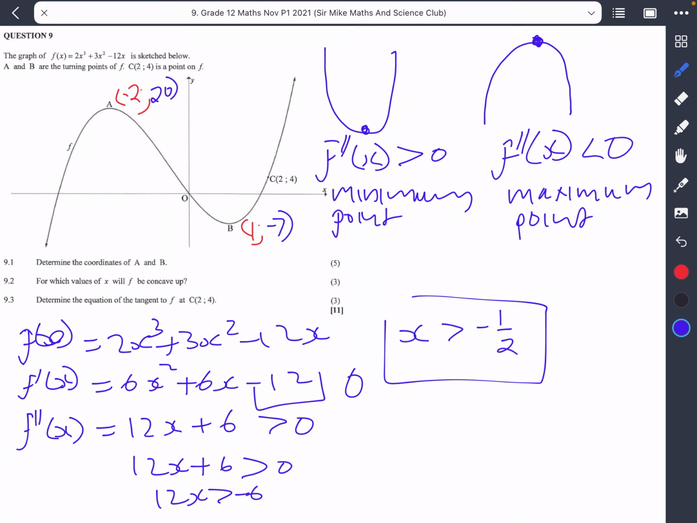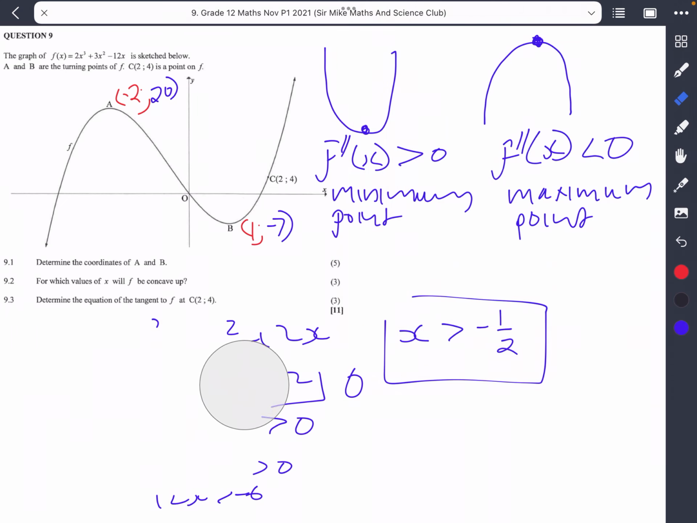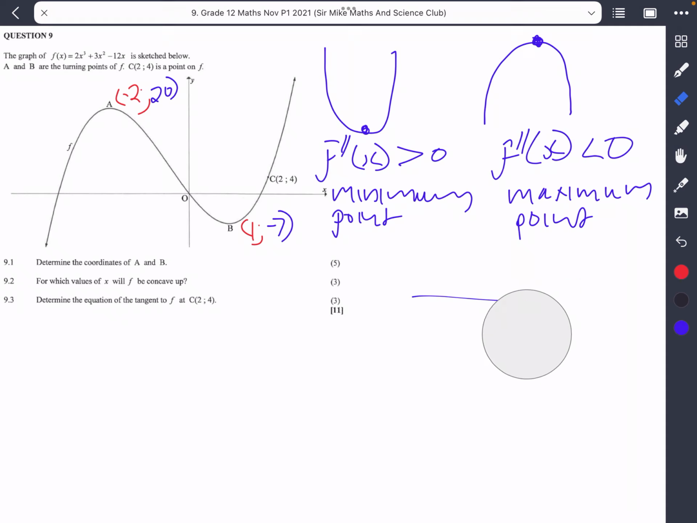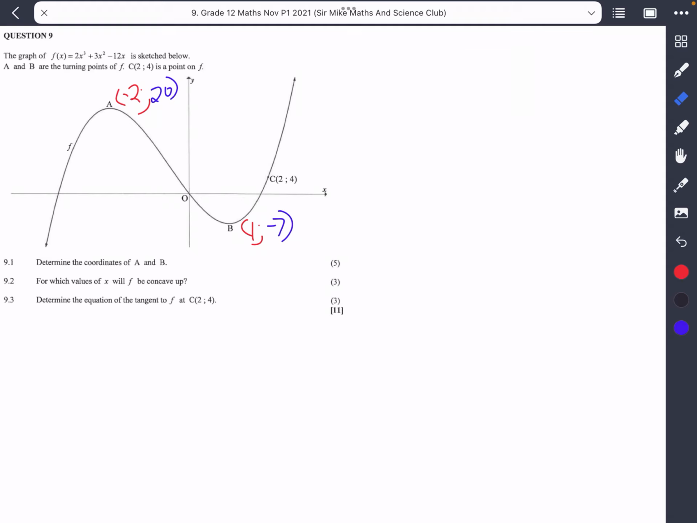For 9.3, they said to determine the equation of the tangent to f at c, which is 2 comma 0. Now I'm just going to erase what I have so that we have somewhere to write. I hope I'm explaining it better. I hope you learned something. So for 9.3, we have a tangent that is passing through that point c.